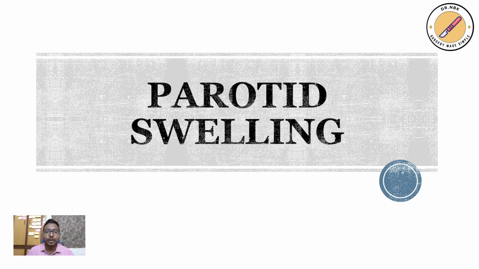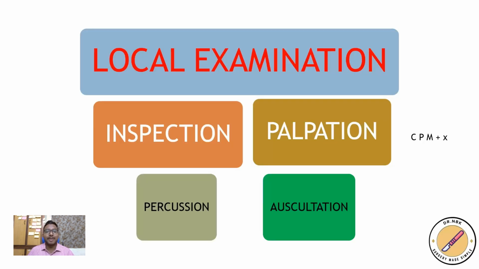This is part 3 of parotid swelling. So today we are going to see the local examination and management part. Okay, right? So the first one is local examination. You know that the local examination of any swelling will include four important headings: inspection, palpation, percussion, auscultation. Well, all the four headings may not be applicable for every case. So here mainly we are going to deal with inspection and palpation. That is more specific for parotid swelling.